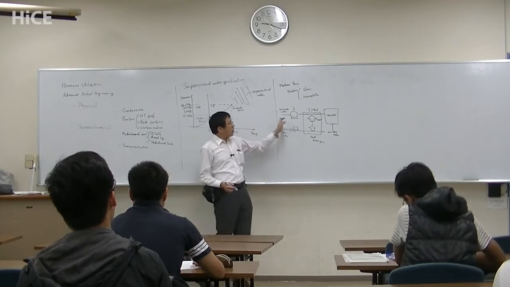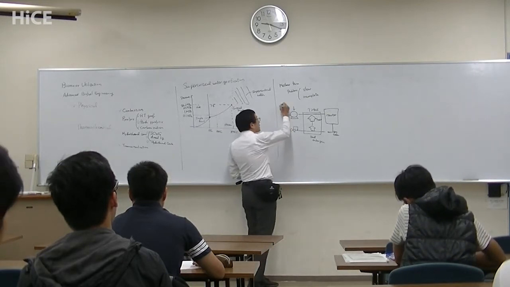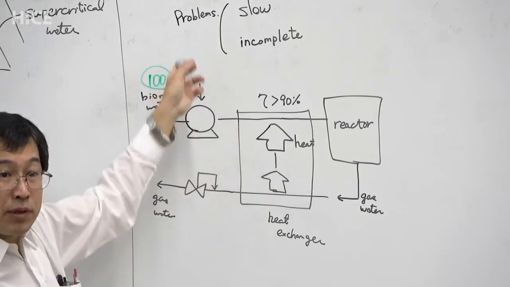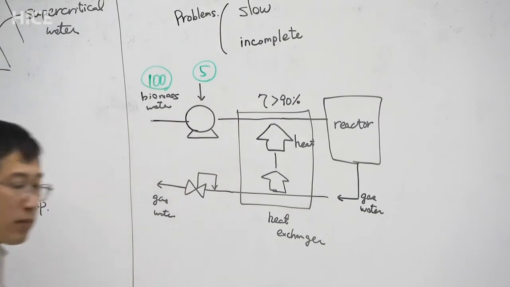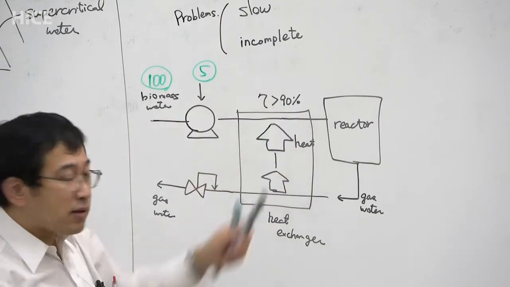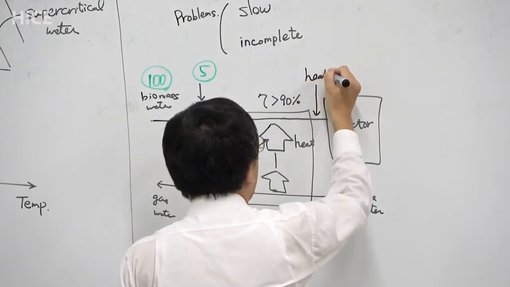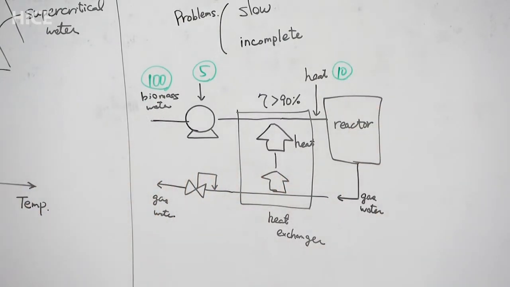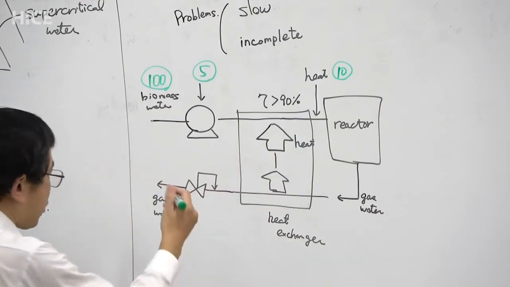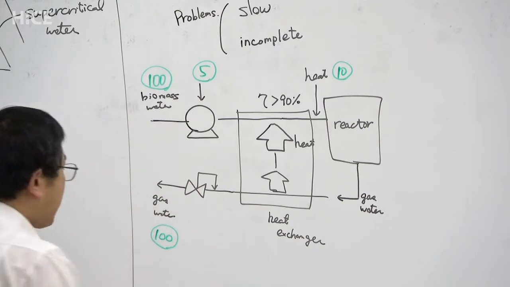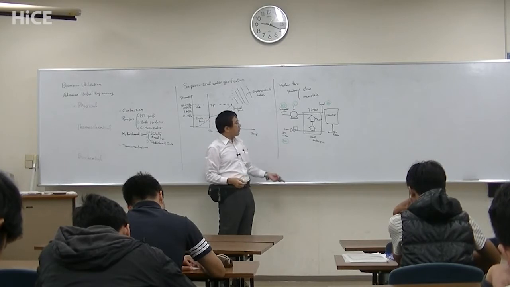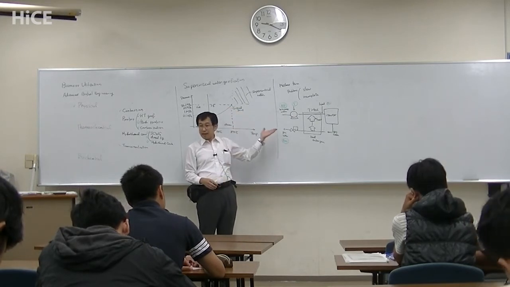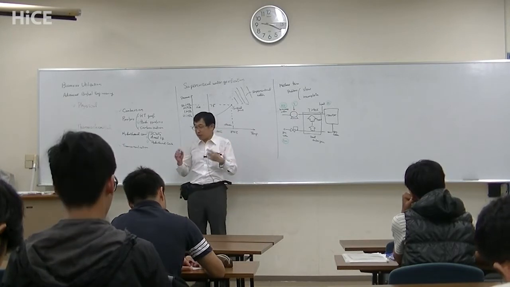So usually, compared to the energy that biomass has, the energy required for pressurization is around 5. And of course, because heat recovery is not 100%, you have to add some heat from outside. But this can be something like 10. So to get this energy as gas product, to get 100, we use only 115. The efficiency is very high. So basically, we are producing energy, not consuming in total.